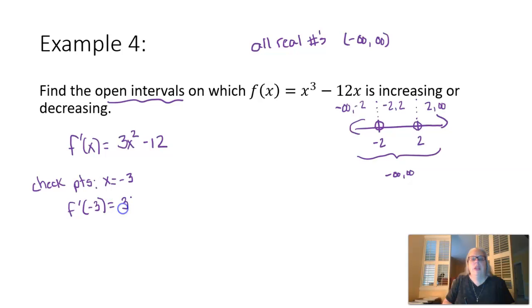So we're going to have 3 times negative 3 squared minus 12. Alright, negative 3 times negative 3, that's 9. 9 times 3 is 27. So we're going to have 27 minus 12, which is going to give me 15. This is a positive number. And so that tells me that from negative infinity to negative 2, f of x is going to be increasing.